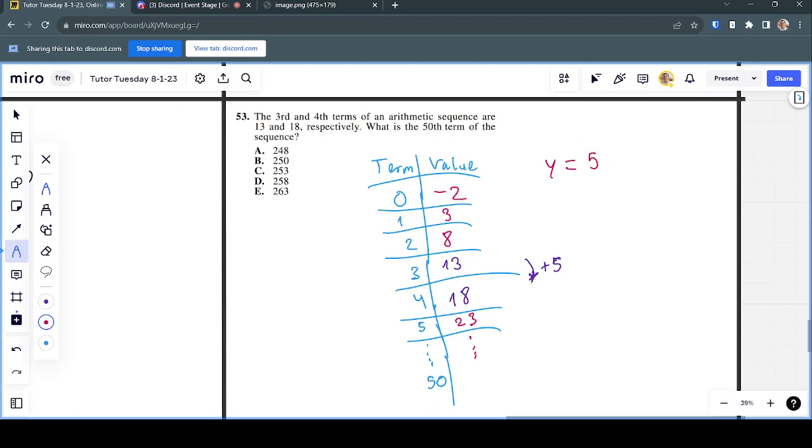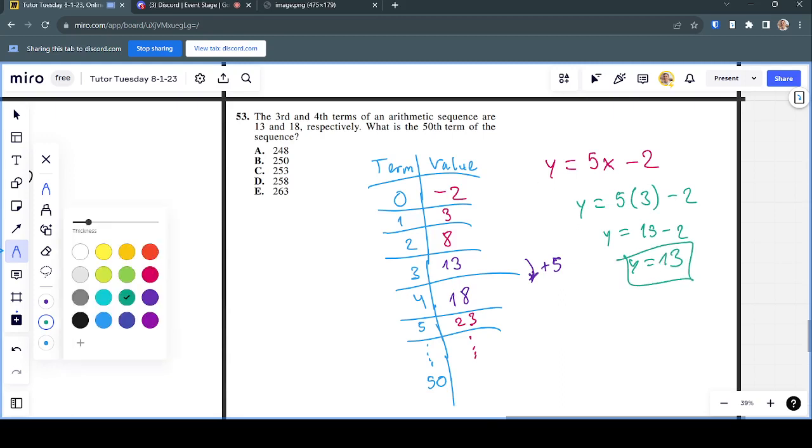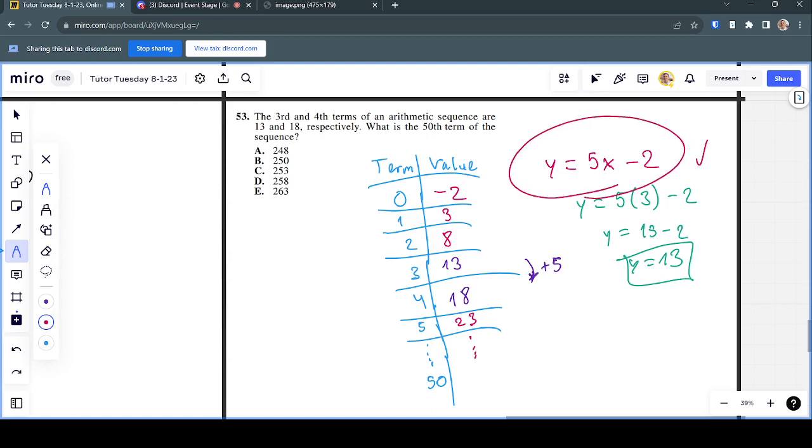So that would mean we have a slope of 5, and we just have to find the intercept, which is when we're on term 0. If we back calculate subtracting 5 every time, we get that the value of the 0th term is negative 2. So we get something like y equals 5x minus 2. And if you plug in a value like 3, you get y equals 15 minus 2, y equals 13. You can verify that your equation is correct. This is definitely the equation to use.